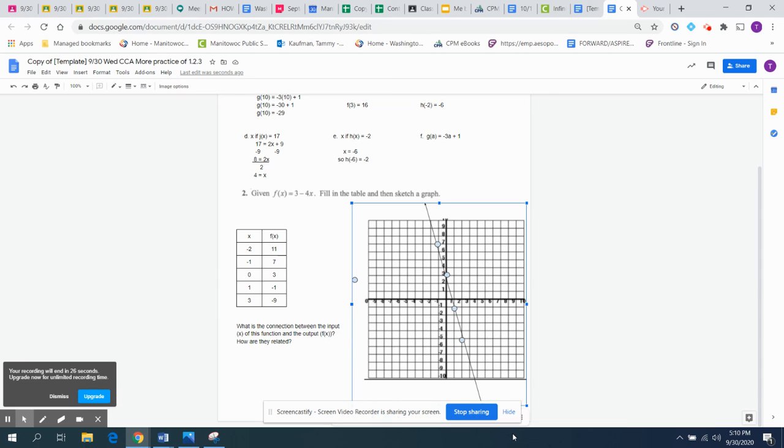I would also say here too, the biggest thing right down here: what's the connection between the input and the output? How are they related? Well, this right here, your equation, is your relationship. Your equation is the function machine. Your equation is what's telling you this is the relationship between your input and your output. Okay? All right.